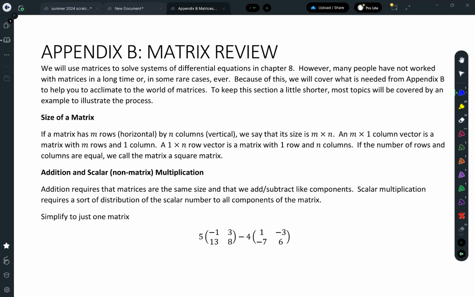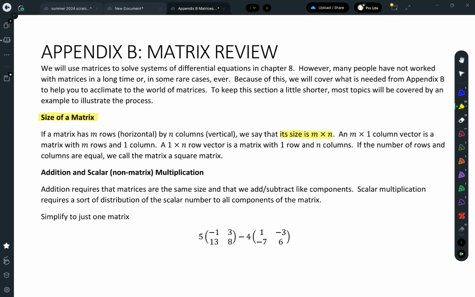Most of the topics are just going to be covered by an example to illustrate the process. Of course, in our book in Appendix B, there is a lot of information for you to read through and many examples as well. The first thing we need to talk about is the size of a matrix. When we refer to a matrix, we talk about rows by columns, the number of rows by the number of columns, and that's what gives it its size. Rows are the horizontal things and columns are the vertical things. If we have m rows and n columns, we say that its size is m by n.